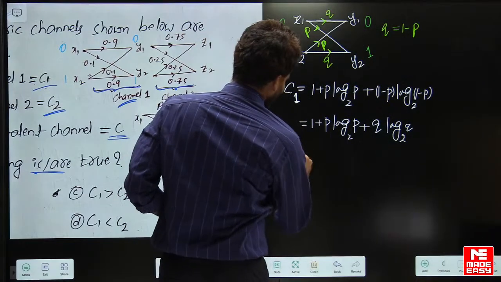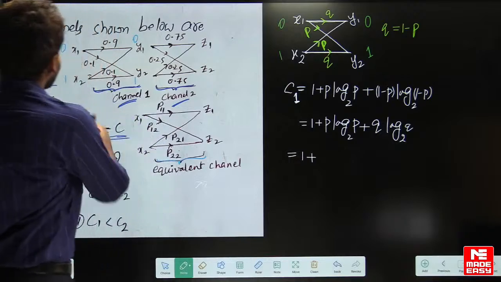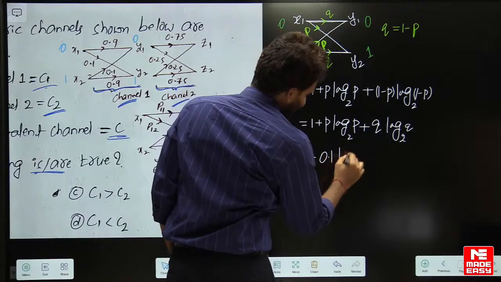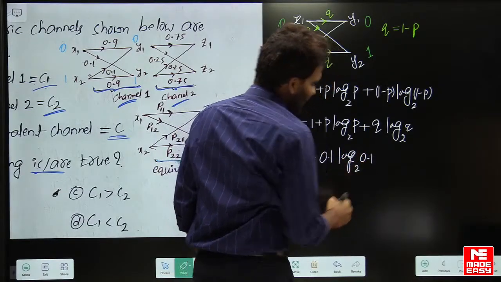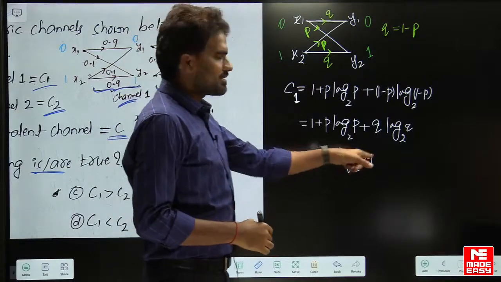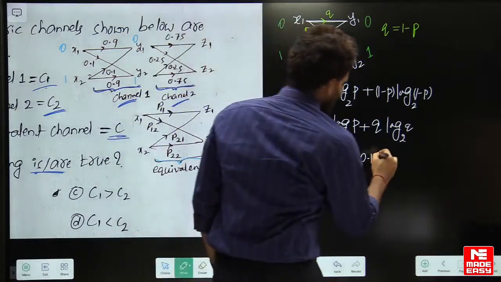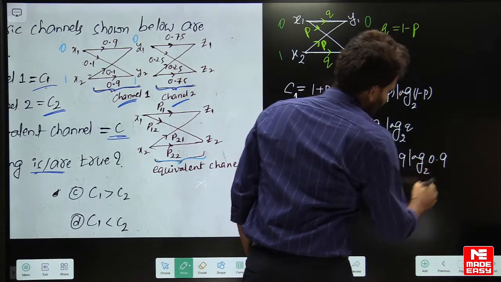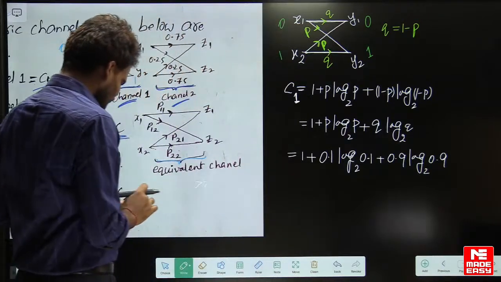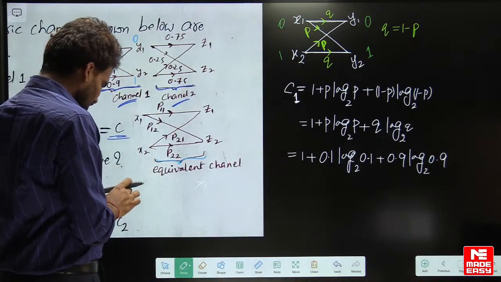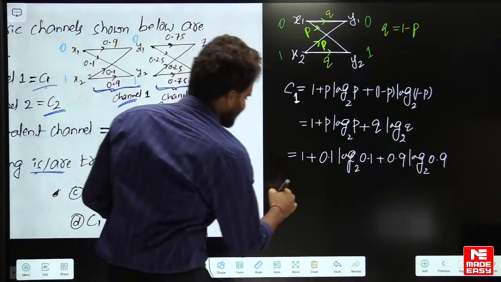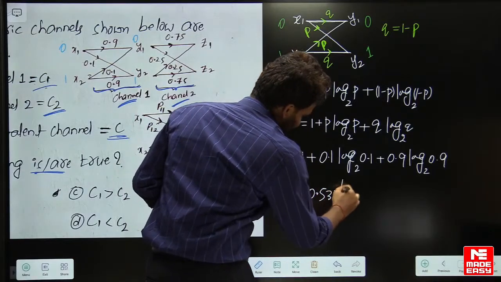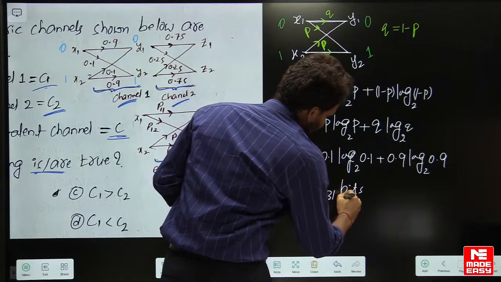Yes, it will be 1 plus. Here p is 0.1 and q is 0.9. So this is 0.1 log 0.1 base 2. Take care here, the base is going to be 2 only. Plus 0.9 log 0.9 base 2. If you try this with a calculator, what you're going to get is 0.531 bits per symbol.